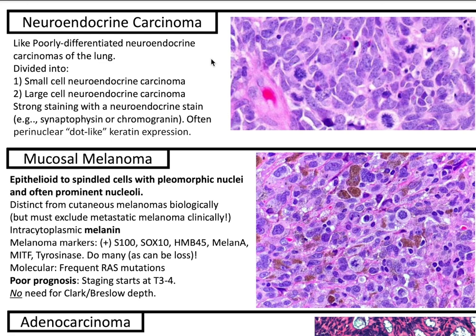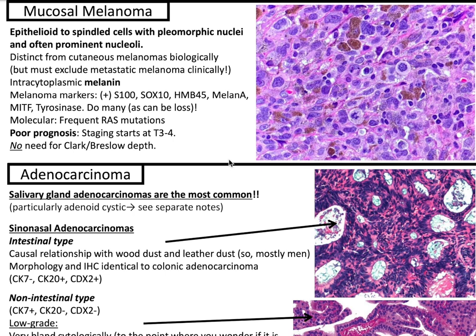Neuroendocrine carcinoma. Like poorly differentiated neuroendocrine carcinomas of the lung, can be divided into small cell neuroendocrine carcinoma, large cell neuroendocrine carcinoma, and it has strong staining with a neuroendocrine stain like synaptophysin, chromogranin, INSM1, and often with a perinuclear dot-like keratin expression. Here we can see some abundant mitoses with apoptotic bodies with high NC ratio cells with molding and fine chromatin.